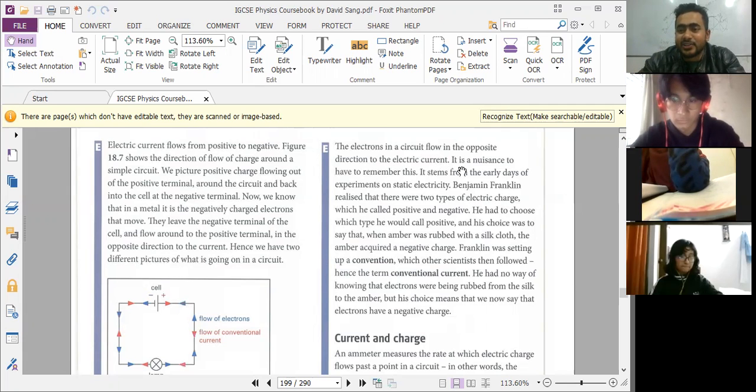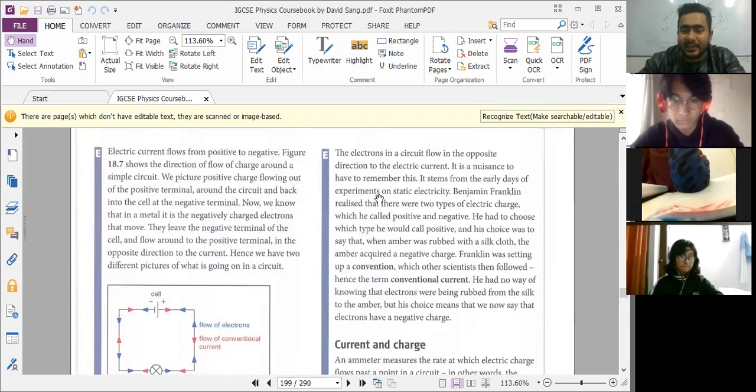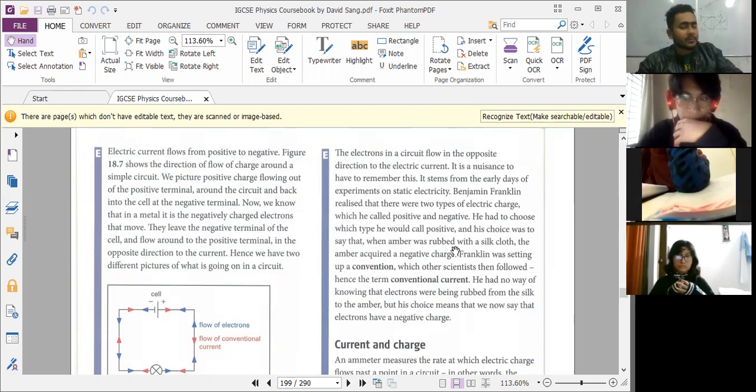Everything is coming, God willing. Then it says, it seems from the early days of experiment on static electricity, Benjamin Franklin realized that there were two types of electric charge, which he called positive and negative. Now we are on the idea of charge, positive and negative. He had to choose which type he could call positive, and his choice was to say that when amber was rubbed with a silk cloth, the amber acquired a negative charge. Franklin was setting up a convention which other scientists then followed, hence the term conventional current.